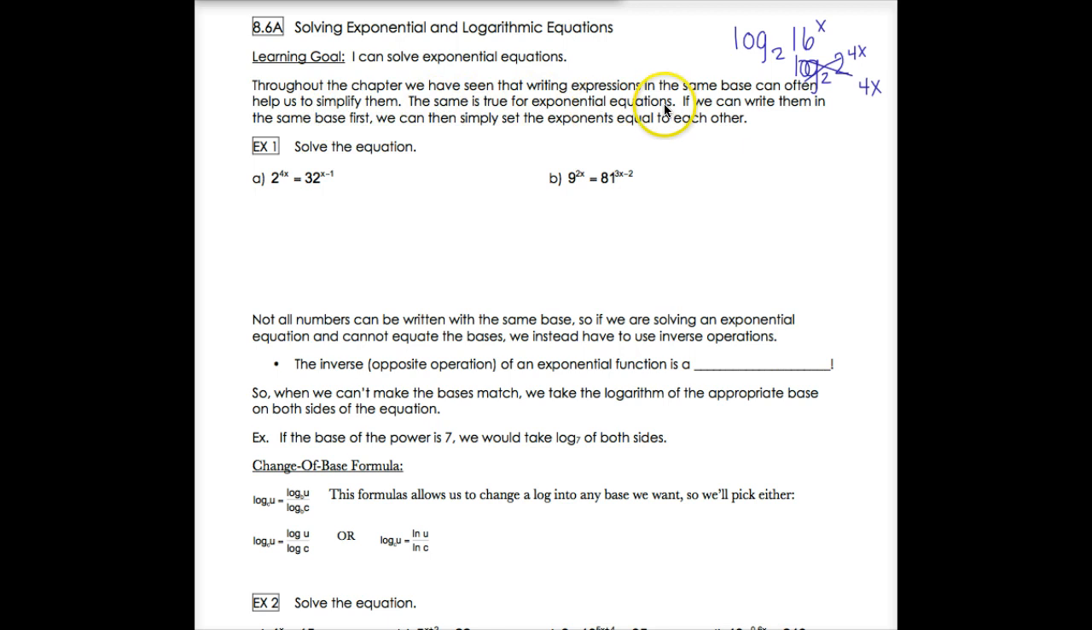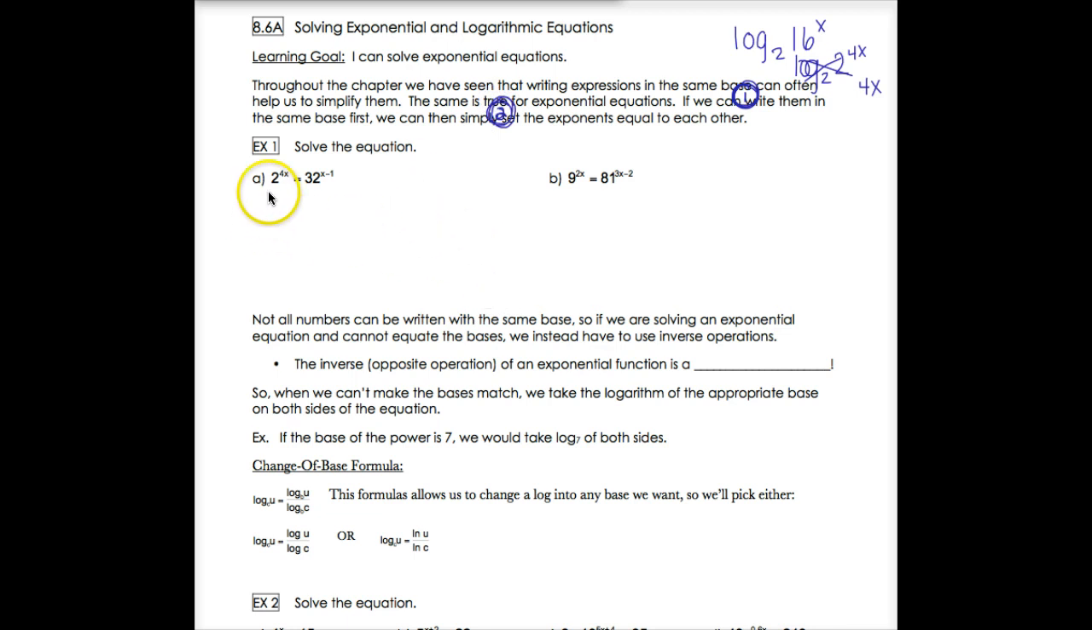The same thing is going to be true for exponential equations. If we can write them in the same base first, it makes the equation so easy to solve because all we have to do is set the exponents equal to each other. So that sentence right there composes our steps. Step 1, write the exponentials in the same base. Then step 2, set the exponents equal to each other.